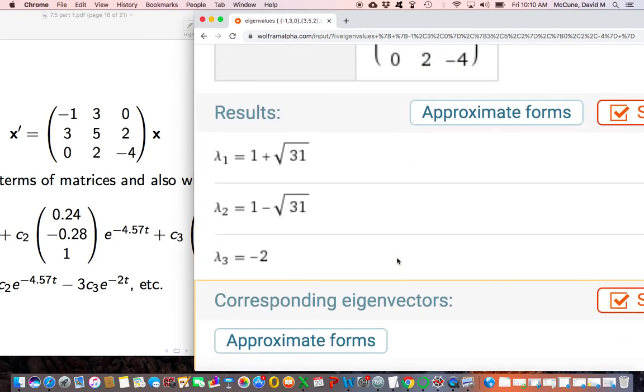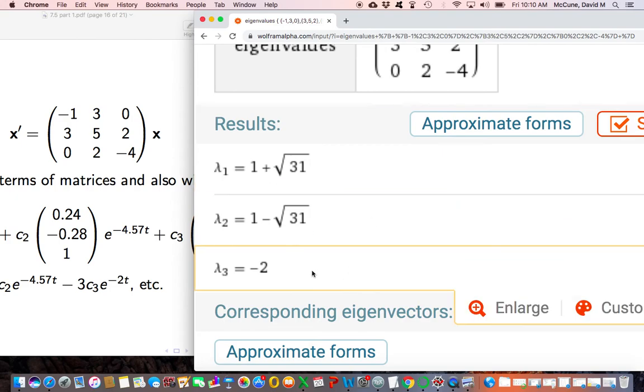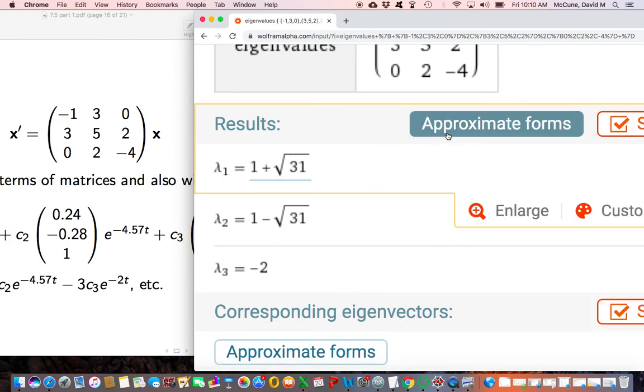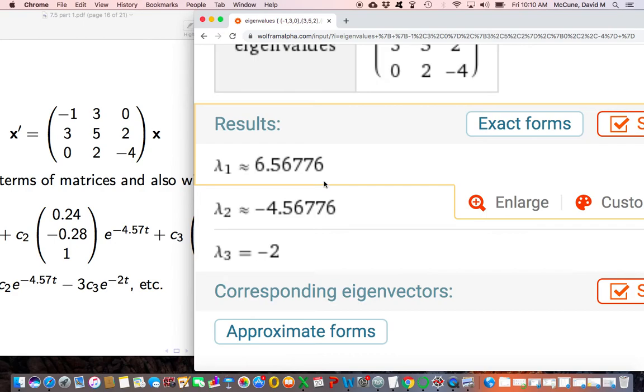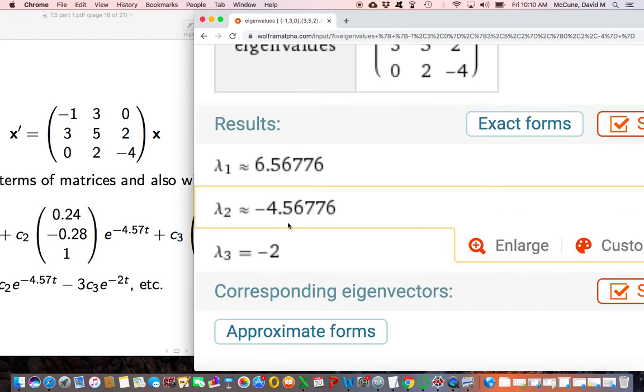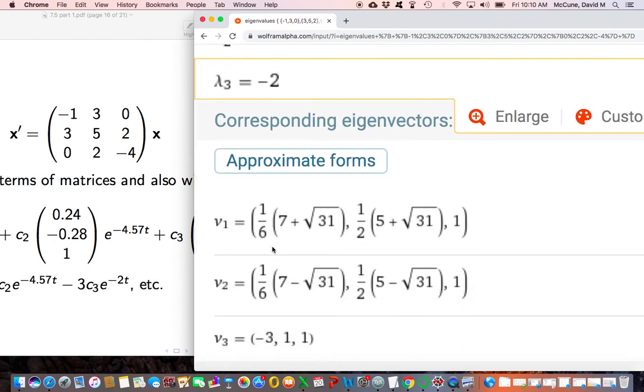Wolfram does what it does. If you want to keep the answers like this, you can. I approximated them, so you hit this approximate forms button: 6.56, negative 4.57, and negative 2. Those were the numbers.